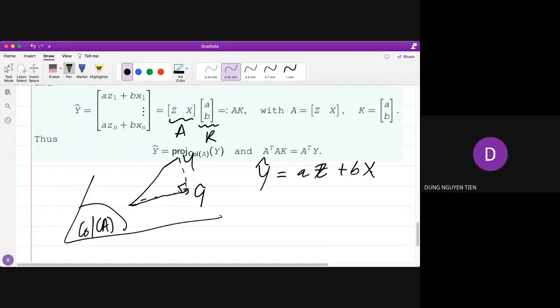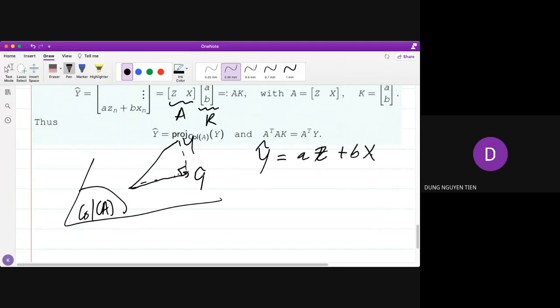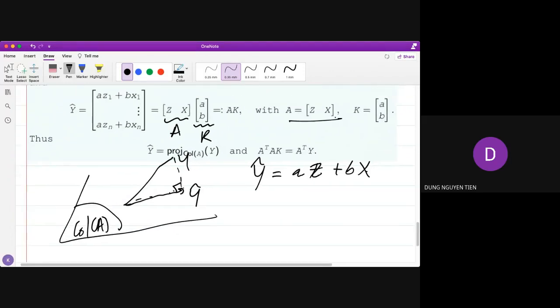And if you remember what you studied in linear algebra, you should know that the projection of the vector y on the column space of A satisfies this equation: A transpose times A times k equals A transpose times y. Okay, where A is this matrix and k is this vector. Do you understand? Is that clear? So you can try the following set.